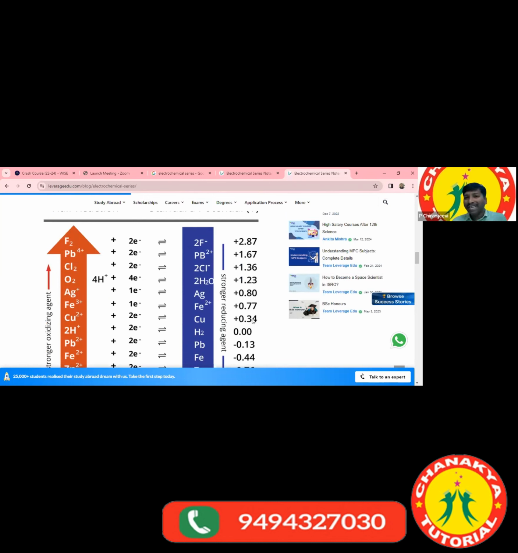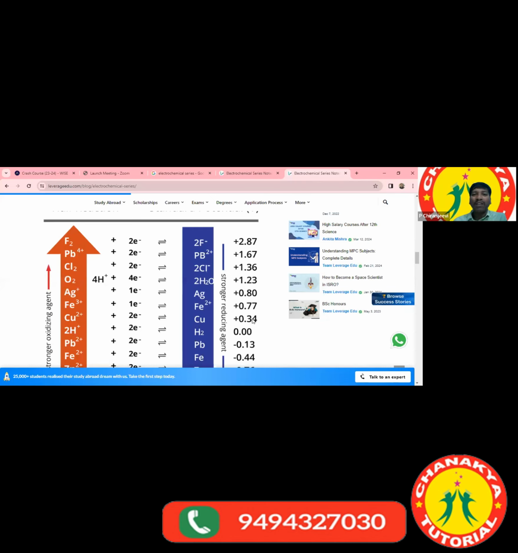What is meant by the oxidizing agent? Last class we discussed. An oxidizing agent means the element which has a tendency to undergo a reduction reaction. Reduction is nothing but gaining of electrons. But iodine does not have that much tendency to gain electrons, because iodine is less electronegative.